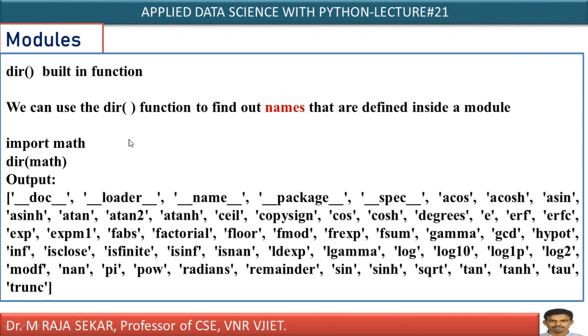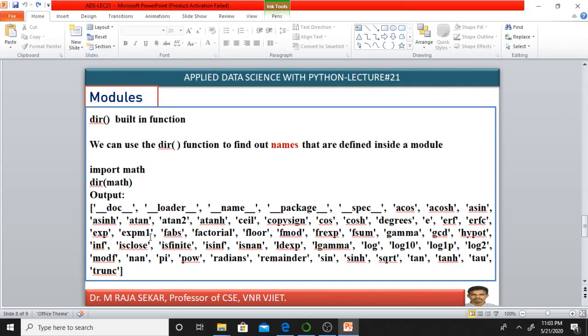dir is a built-in function which is used to find the names of a particular predefined module. For example, import math, dir of math will give all the names associated with this particular math module. That's why math.pi, math.pow, math.radians, math.sin, math.sinh, math.sqrt, something like this. These are the different names associated with this math module. Now we will try to understand these things in our Jupyter notebook.